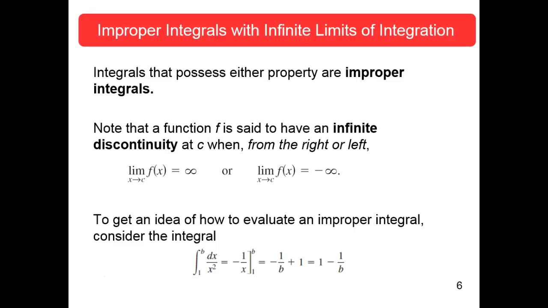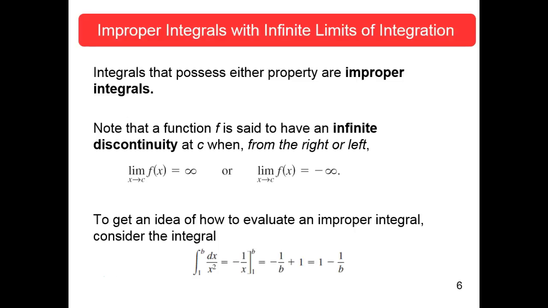Integrals that possess either property are called improper integrals, okay? And if it's improper, I say, why do it, okay? But that's beside the point. Note that the function is said to have an infinite discontinuity at c when, from the left or from the right, the limit as you approach of f of x, either from the left or from the right, is either positive or negative infinity. So it doesn't have a limit. It has an infinite discontinuity.